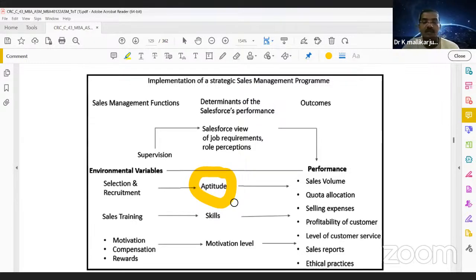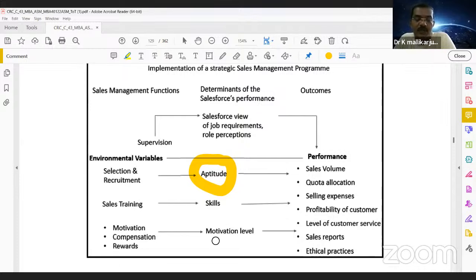So positive attitude employees are required, sales force is required, and quota allocation is required, and selling expense is also required. And the companies may give sales training to the employees, the sales force. These trainings help the company have good skilled employees. They are good for selling price, profitability, and retention of customers also.